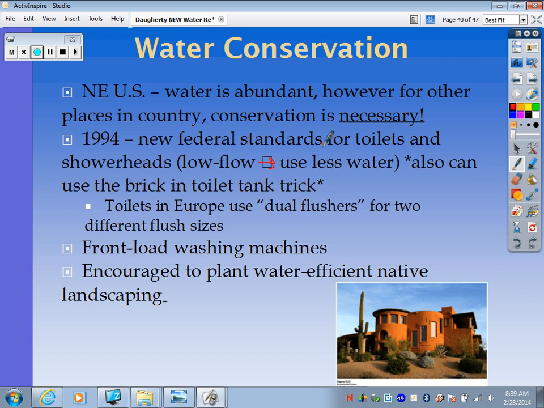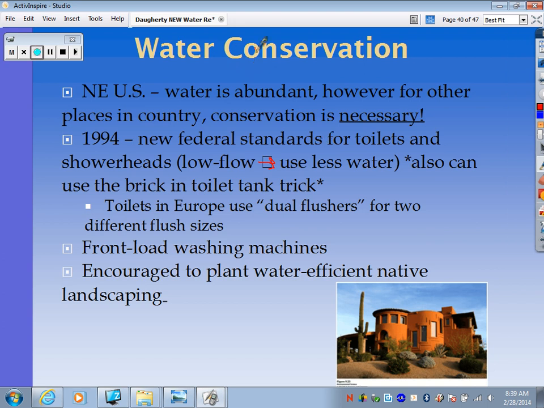Okay, so let's look at some of that stuff. So for water conservation in the northeast U.S., water is abundant. However, for other places in the country, water conservation is necessary now, and if not now, it's going to be necessary in the very near future.